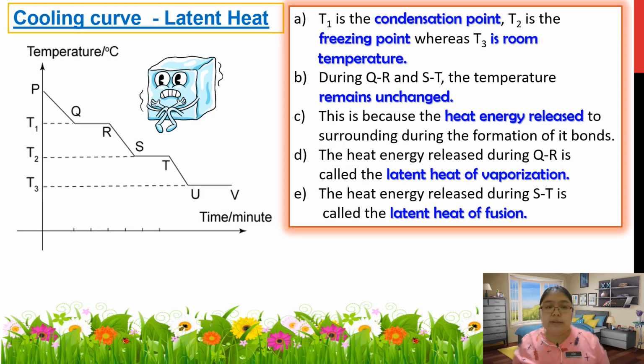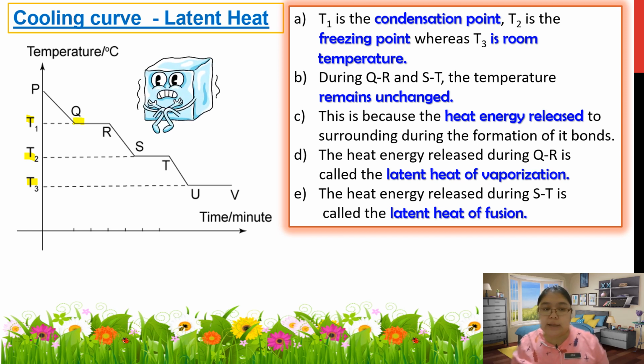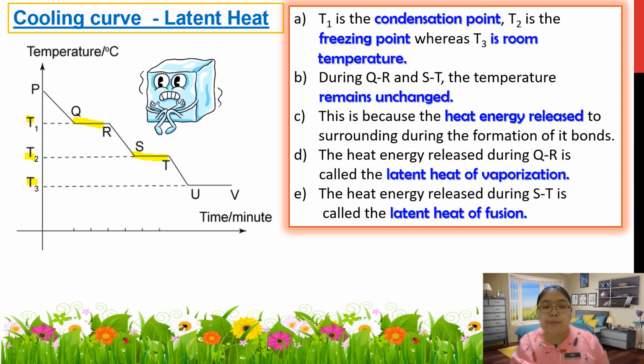Now we're going to explain the points. T1 stands for condensation point. T2 stands for freezing point. And T3 is room temperature. During QR, we see QR is a flat one. ST also is a flat one. These two lines have unchanged temperature.